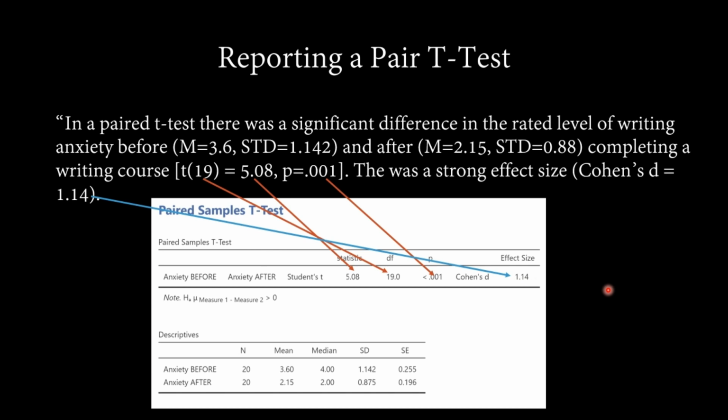So when you report a paired t-test, this is the language that you should use, and these are the statistics and the test statistics that you need to provide for your reader so that they can follow through with what you're doing.